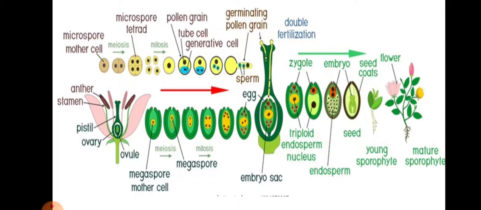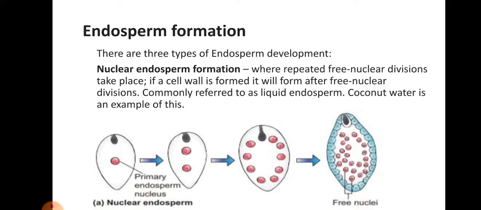We have seen in the last class the dicot and monocot and embryo development. Okay, then next is the endosperm formation. There are three types of endosperm formation. So the first one is the nuclear endosperm formation, where repeated free nuclear division takes place. If a cell wall is formed, it will form after free nuclear divisions, commonly referred to as liquid endosperm. Coconut water is an example of this.